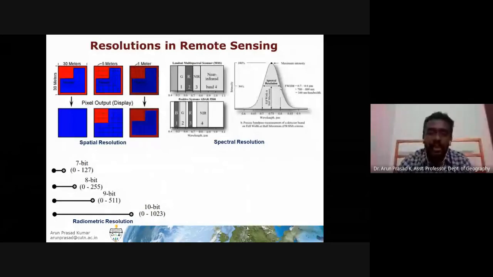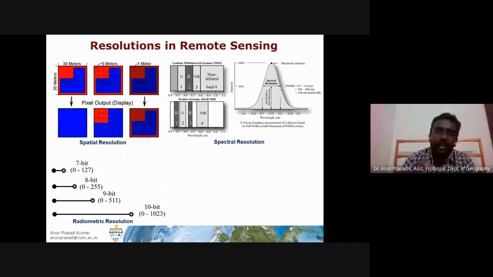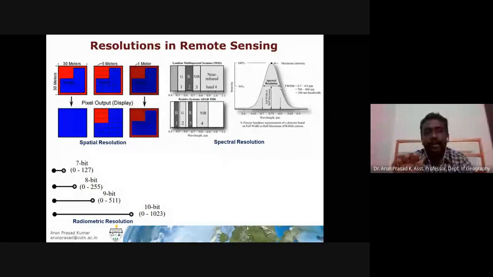So what is the use of having different bits? In an image, if you take a separate band, in remote sensing, if you take individual bands, all the bands are in grayscale. Only if you combine the bands can you see the color image. Rather, if you choose only one band, we see it as a gray image.